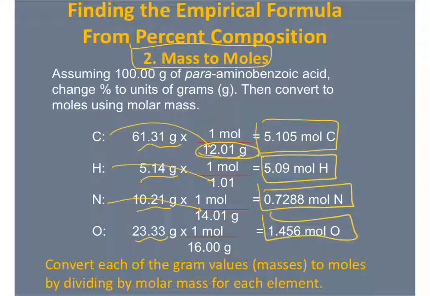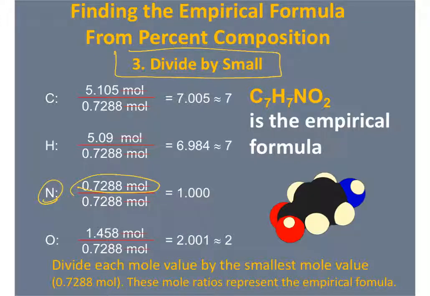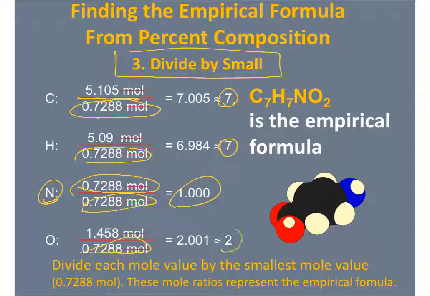Okay, step 3, you remember what that was? That was divide by small. And what that means is you're going to look through all the mole values that you just calculated, and you're going to find the smallest value. So if you want to go back to that slide just to check, nitrogen had the smallest mole value, 0.7288. So you're going to divide all of the mole values by that smallest mole value. What you're trying to do by doing that is you're hoping to get whole numbers. Okay. And if you get whole numbers, you stop at step 3, you've got it.